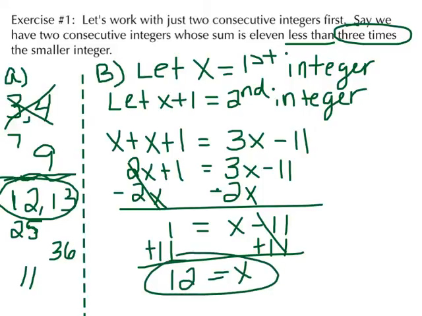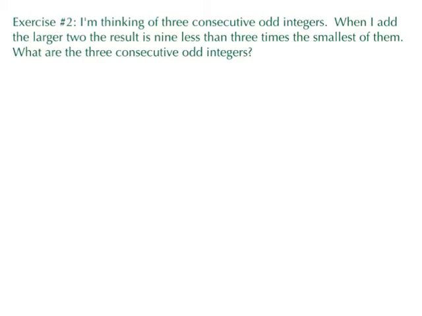Not done yet. That's one consecutive integer. I have to now find the second consecutive integer by saying 12 plus 1, which gives me 13. So my two consecutive integers are 12 and 13.